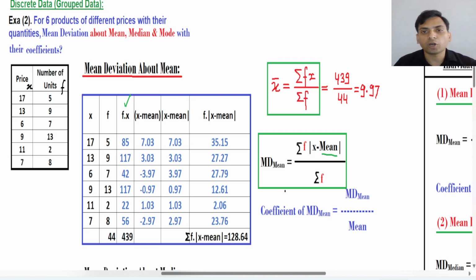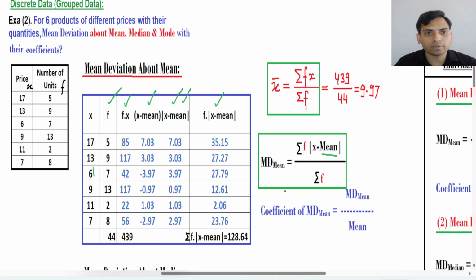Now in the formula your requirement is x minus mean, so we create one column for x minus mean, after that one column for its modulus, and after that this modulus multiplied by f. Mean equals 9.97, and this is x minus mean, so x is 17 minus 9.97, then you get 7.03. In that way we subtract 9.97 from all these x values, then we get x minus mean, and then we get its modulus.